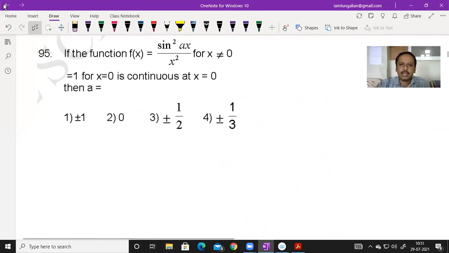95th question. If the function f of x is equal to sine.